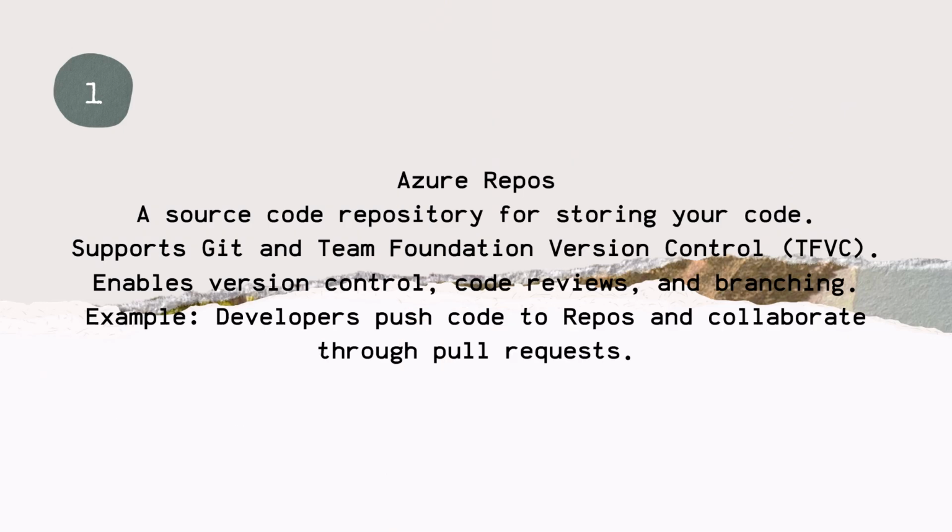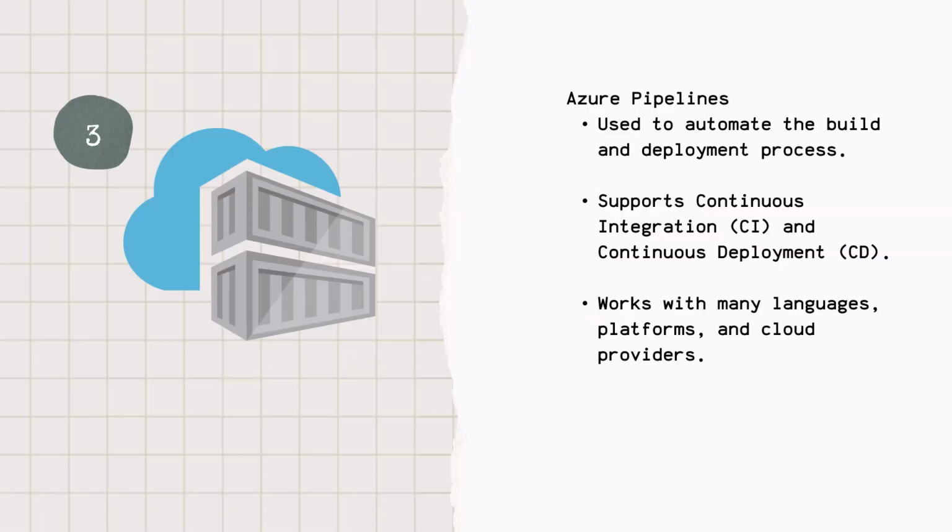That is Azure Boards. And then, as I told you earlier, there are so many services available in Azure DevOps. One important service that we have is Azure Repos. It is a code repository for storing your code. It supports Git and Team Foundation Version Control, and enables version control, code reviews, and branching. For example, developers can push their code into the repository and collaborate through pull requests.